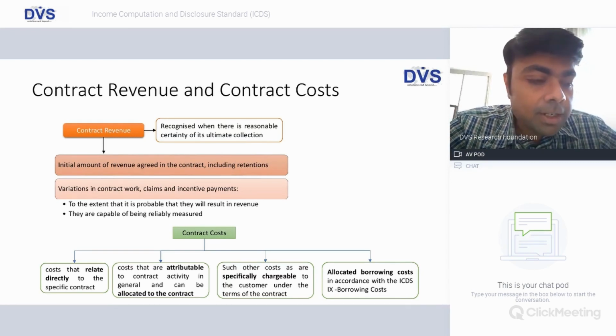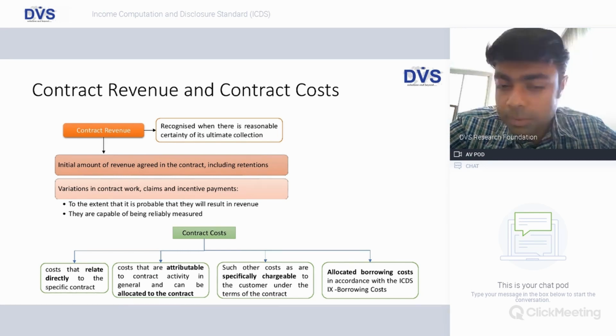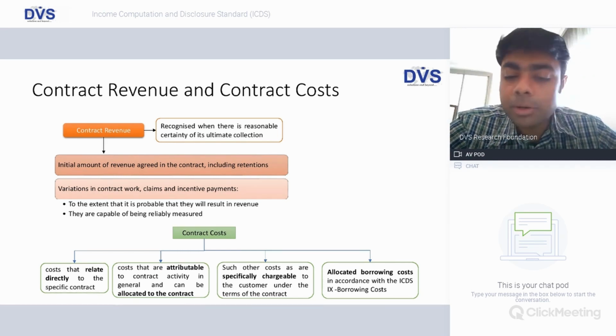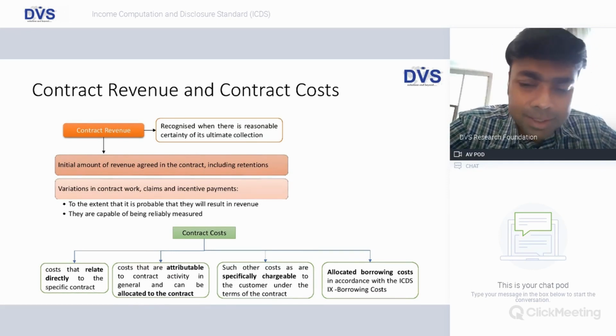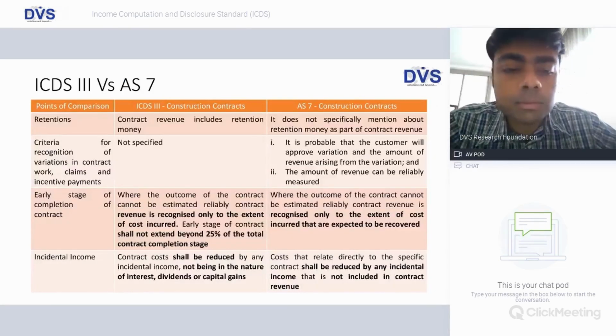Contract costs that relate directly to the specific contract to the customer on the terms of the contract, allocated borrowing costs in accordance with ICDS 9. Based on these, whatever cost you arrive at, you will reduce it from the contract revenue to arrive at contract profits.